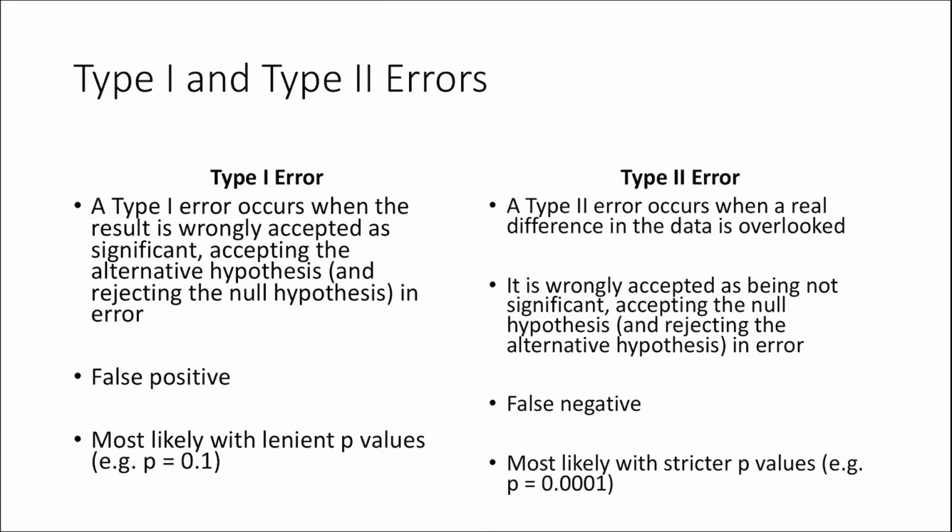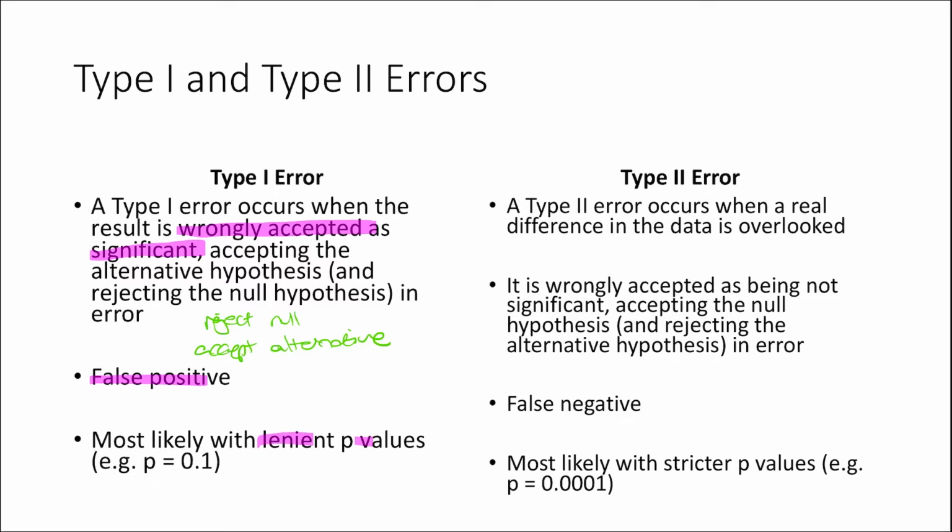So let's just take a look at our type 1 and our type 2 errors. So a type 1 error, this occurs when our result is wrongly accepted as significant. In other words, we are rejecting our null hypothesis, we are accepting our alternative, in error. In other words, it's a false positive. The psychologist is falsely claiming that there is a real difference or a real association, when in fact there is no real difference or association. The results have occurred due to chance.